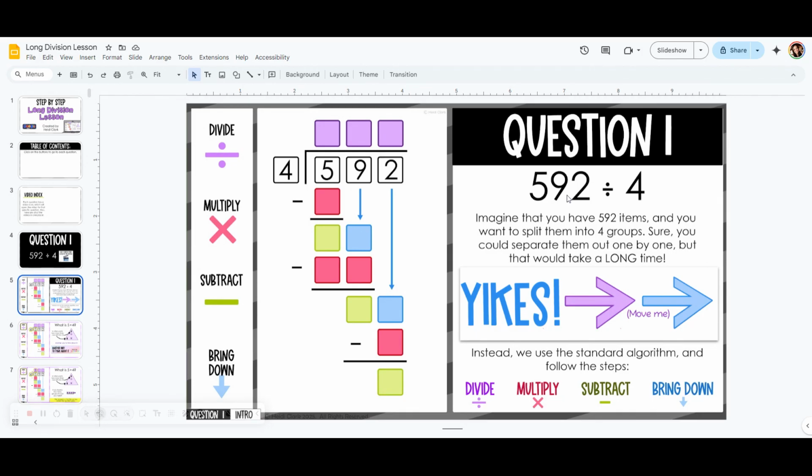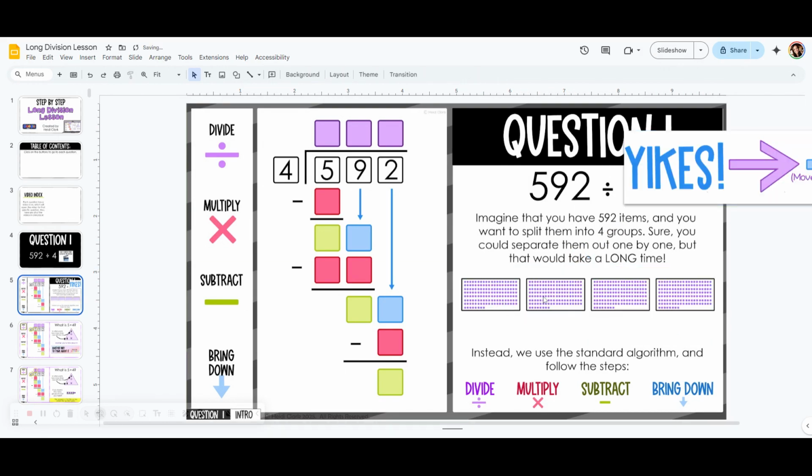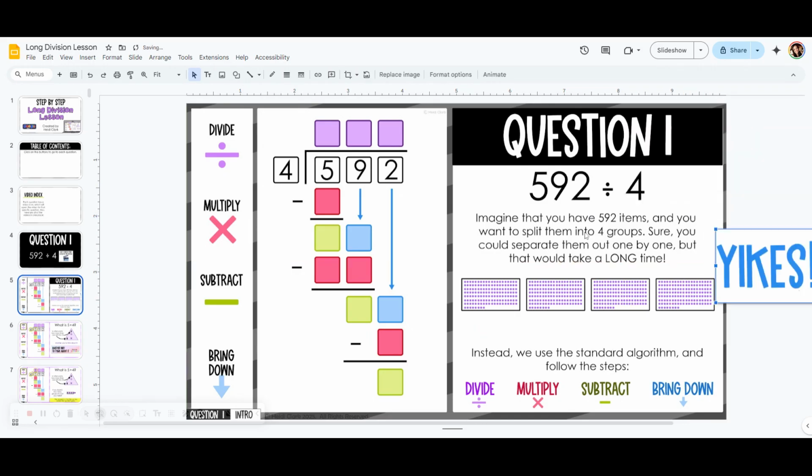Now, technically, let's say you had 592 pieces of chocolate and you wanted to divide them into 4 buckets. You could divide them out like one for you, one for you, one for you, one for you, and it would look like this in these 4 buckets. That's what you're doing. You're taking a bunch of items and dividing them up equally. This would take forever, and there is a faster way, which is to use this algorithm.